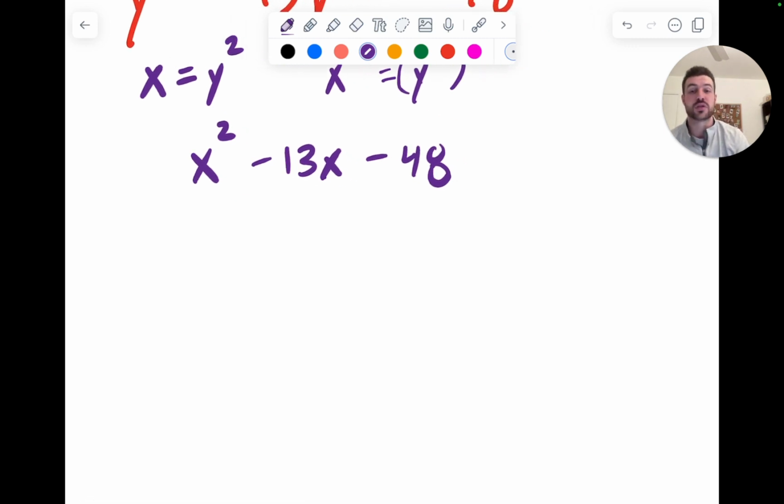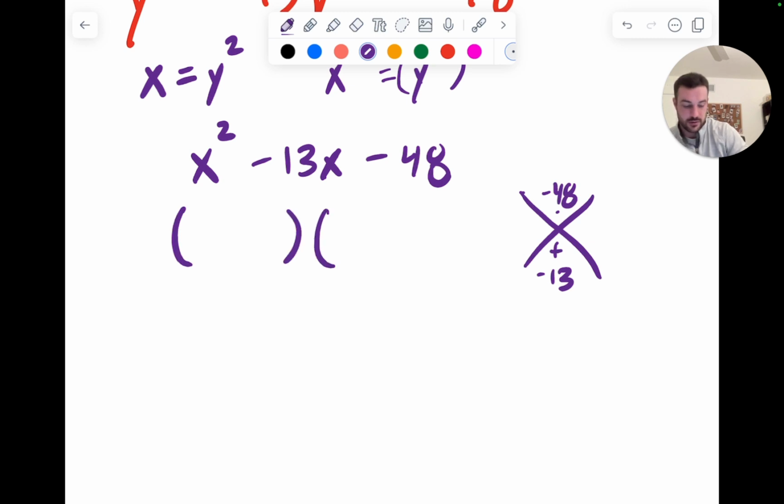There are a couple options here. You could use the guess and check method. You could use diamond math or the box method. I'm going to use diamond math here. So I need two numbers that multiply to my C value and add to my B. Because I'm dealing with a quadratic, I should have two factors. Each one is going to start with an x.